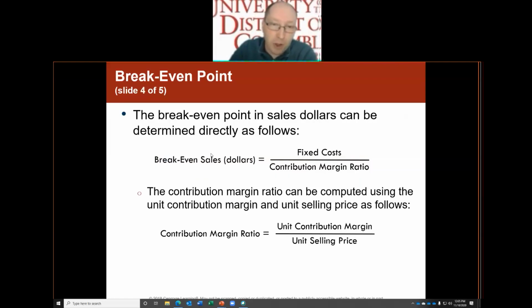So we looked at it in terms of number of units. Now let's look at break even from sales dollars. Now we know how many units we've got to sell, but how many dollars do we need to sell it for in order to break even? To figure this out, we take our total fixed costs divided by our contribution margin ratio. The contribution margin ratio can be computed by taking your unit contribution margin divided by your unit selling price.